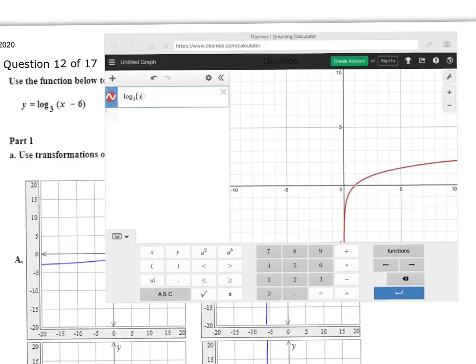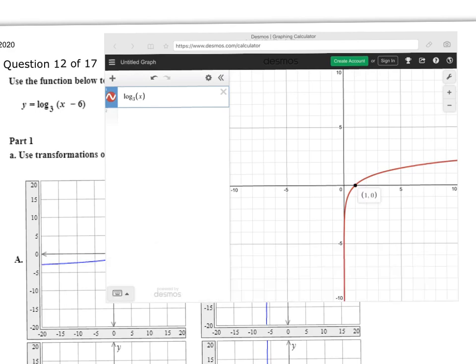For question 12, notice they want us to graph these logs. So I'm going to use my friend Desmos here. Some things I want to point out: any type of log function is always going to have this x-intercept. Let me point at it so you can see. This point is (1, 0). That's always going to be my x-intercept of these basic log functions.